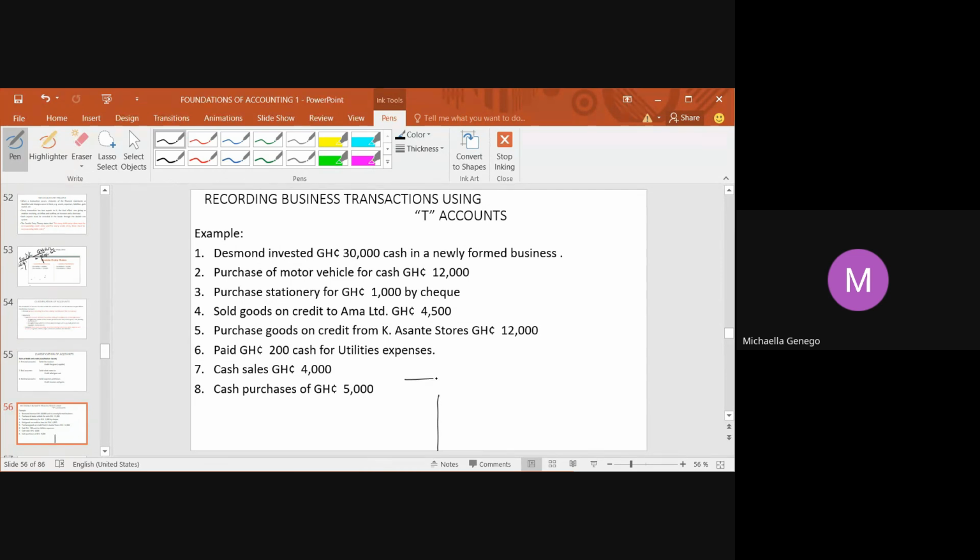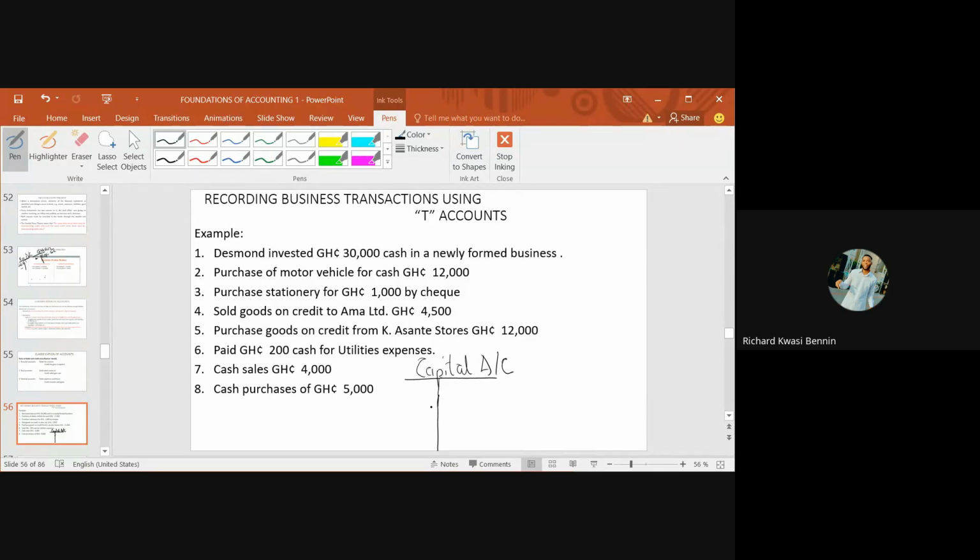So we would create an account here. And then we have capital. Then what are we writing here? Are the others online? Are you following? 30,000. Madam, we can't see the ledger accounts. We can't see the ledger accounts. Can't you see what I've drawn?